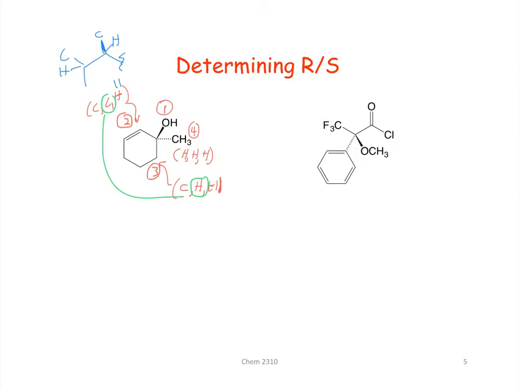Alright, so now we have to orient it. So number 4 is pointing away. Do we have to rotate it or anything? No, if number 4 is the methyl, notice it's already on a dashed line. So number 4 is already pointing away.